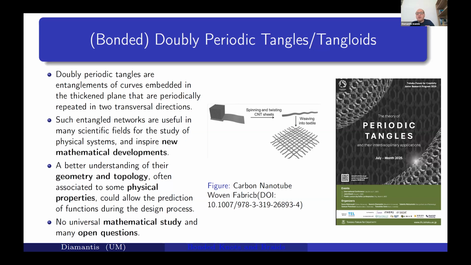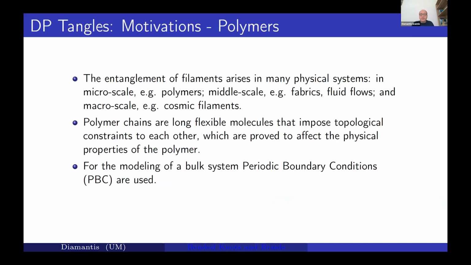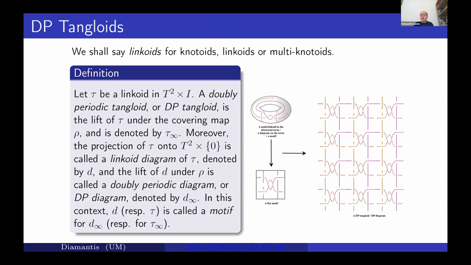So what are we talking about here? We are talking about something very, very different. We consider now linkoids or notoids. Let's focus on notoids for a while. We consider notoids, but now they are not embedded in S2, but, as you can see here, in the thickened torus. So you have a bonded notoid in the thickened torus.